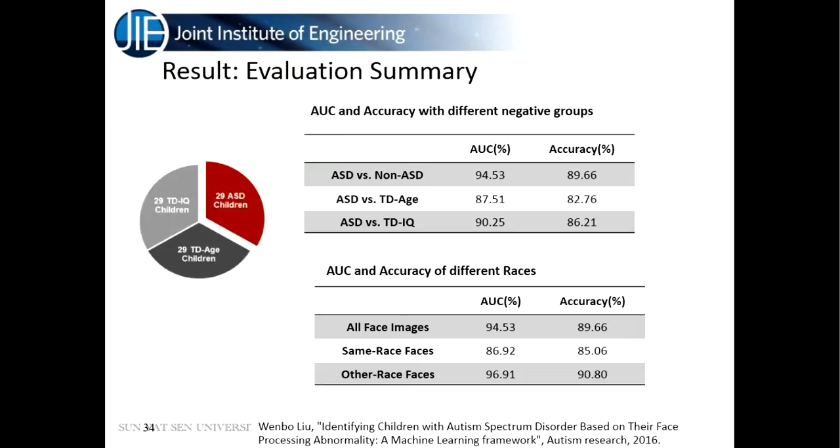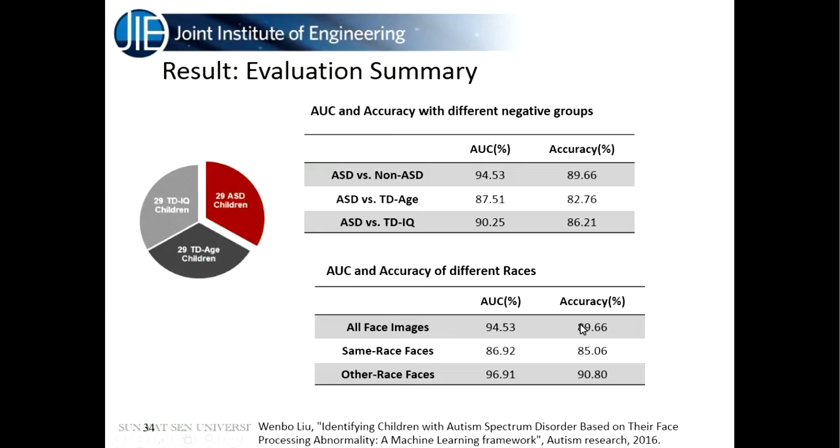All right, and we also have tested the performance, for example, ASD versus non-ASD, ASD versus typically developed group, as age controlled and with IQ controlled, and you can see the accuracy and the AUC are mainly all above 85%. And if you look at the bottom figures, you can see tables for those 55 images. Some of them are same race faces, some of them are other race faces. You can see the performance on other race faces is higher than on the same race faces.